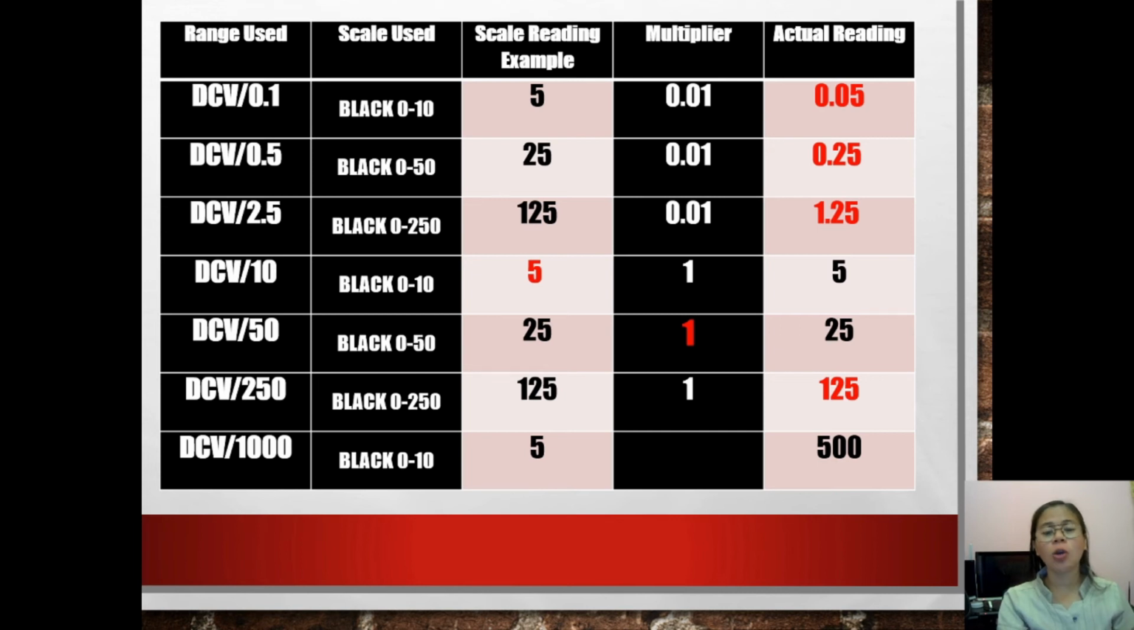The scale being used is 0 to 10 and the scale reading example is 5. What will be the multiplier if the total actual reading is 500? We're going to divide the 500 by 5. Very good. It is 100. Okay, so that is our voltmeter chart. Very good. You got all the correct answers.